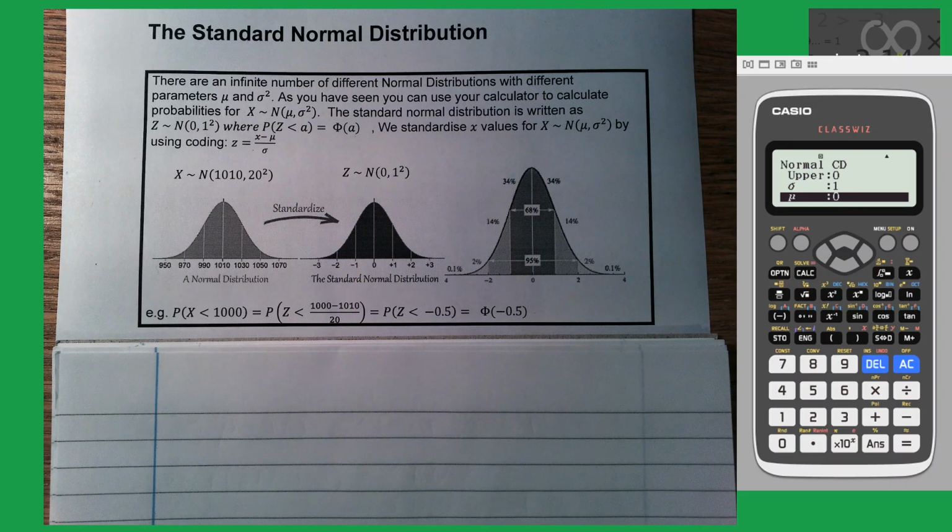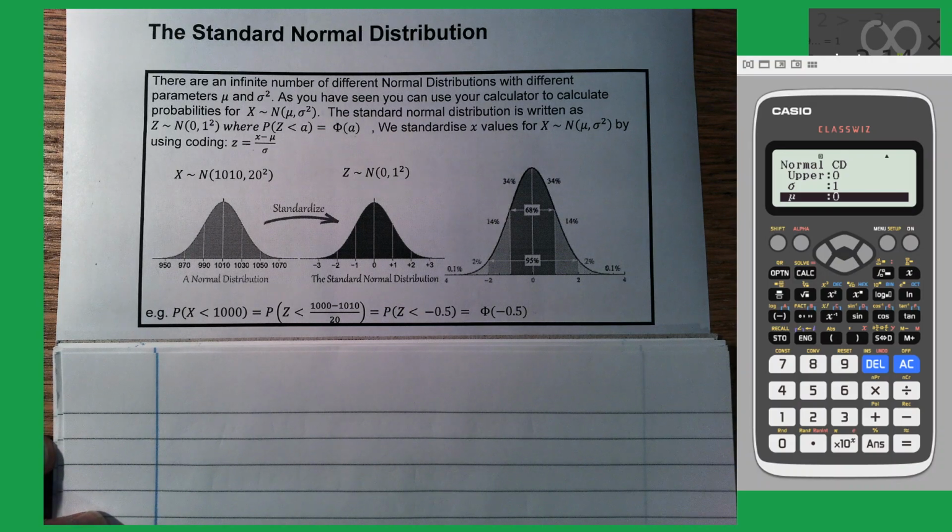We've seen the normal distribution. We've seen that it gives a symmetrical curve with the mean in the middle. But it's often convenient to transform any normal distribution into what's called a standardized normal distribution.